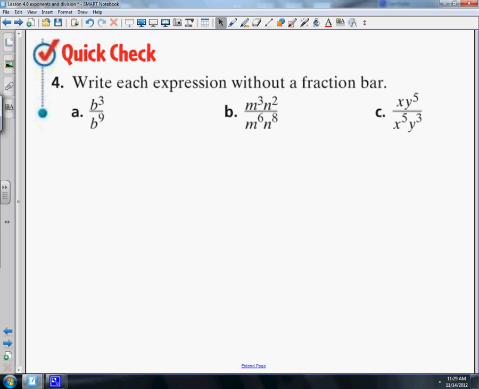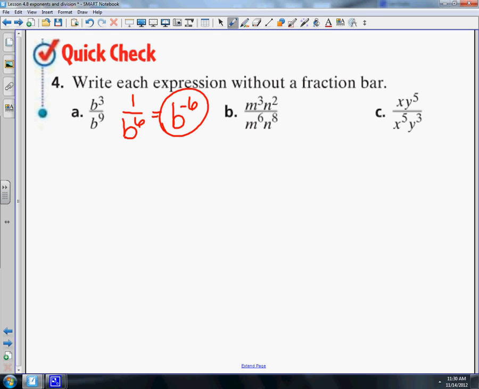All right, so write each expression without a fraction bar. So, b to the 3rd over b to the 9th. If I wanted to write that without a fraction bar, it would be 1 over b to the 6th, and they don't want the fraction bar, so that equals b to the negative 6. So anything that's in the denominator, I can make it go to a regular number, but I have to change it to a negative exponent.